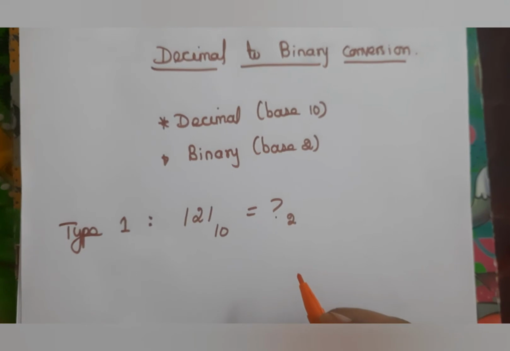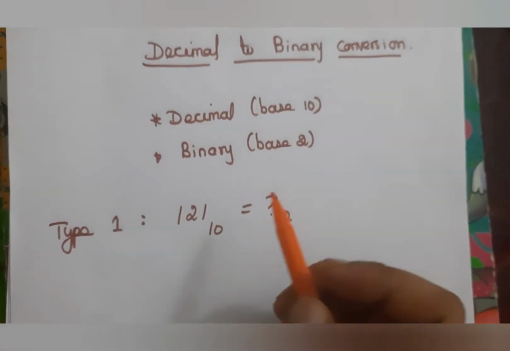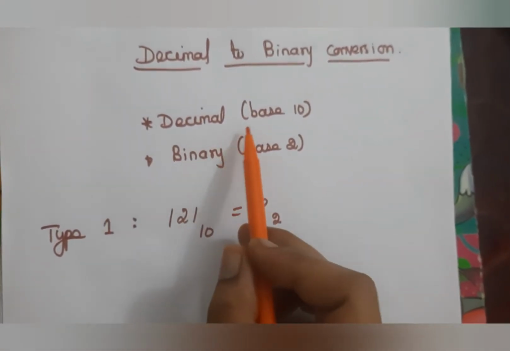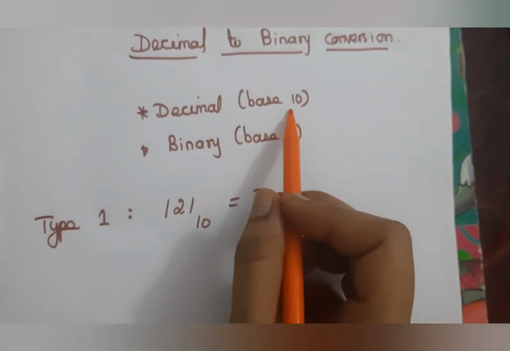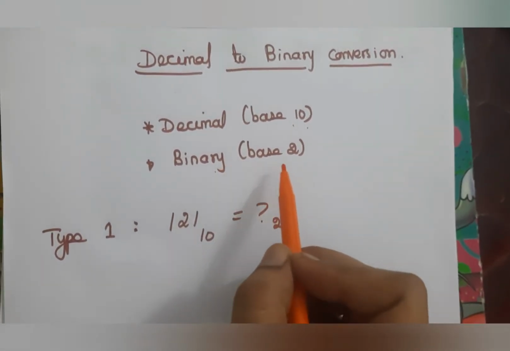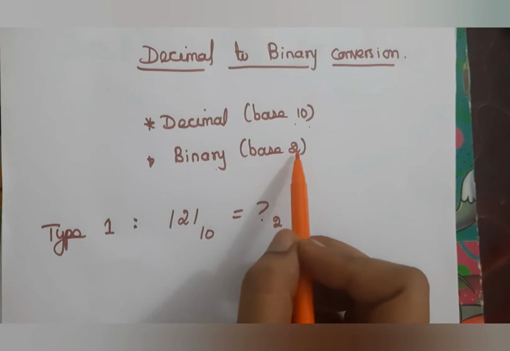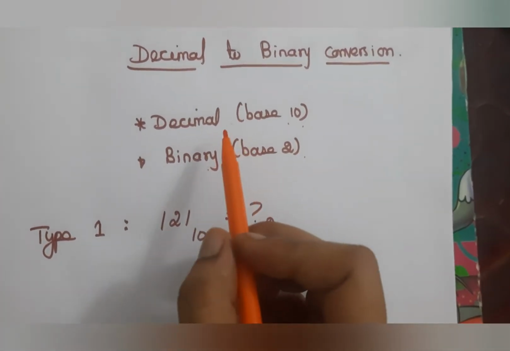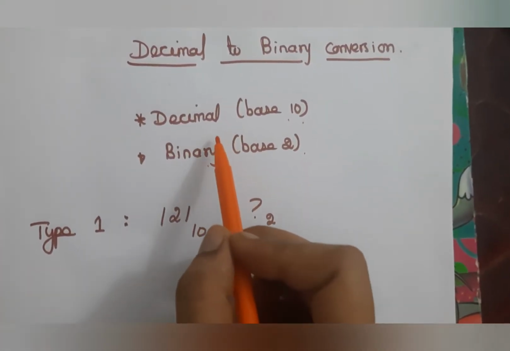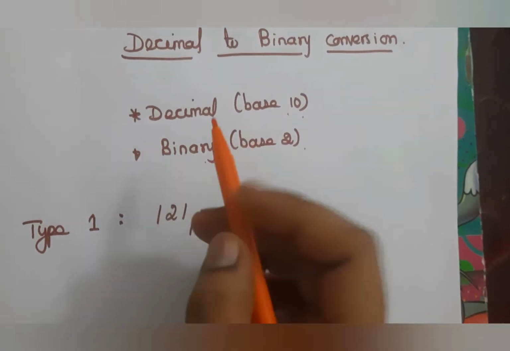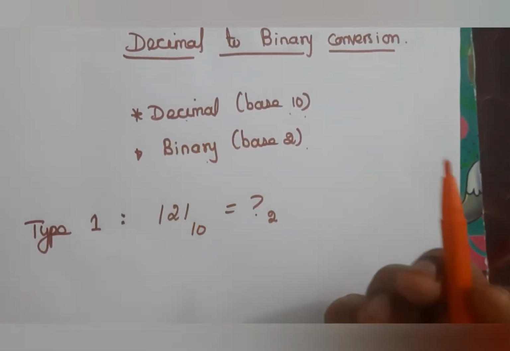In this video, we are going to see the conversion from decimal to binary. Decimal represents the number system with base 10, and binary represents the number system with base 2. Now we are going to study how to transform decimal to binary.